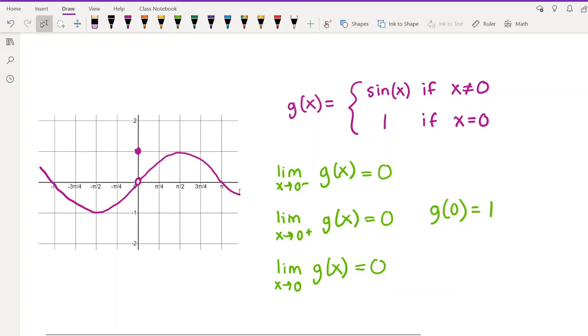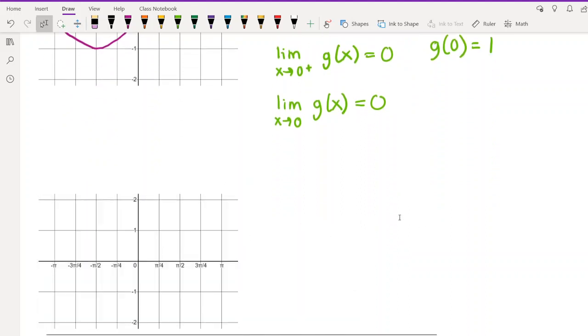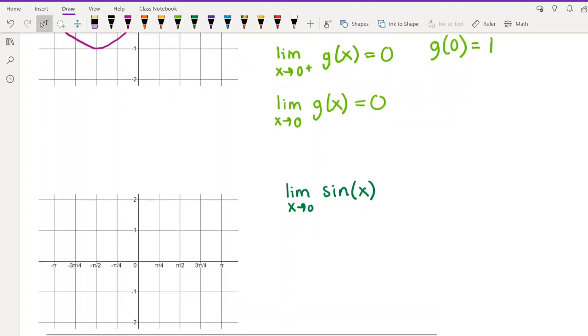So I want to look at one more graph to kind of contrast with that one. And this one's not actually going to be a piecewise function, but I'm choosing it to kind of demonstrate a point about limits. So let's say instead that we're just trying to find the limit as x approaches 0 of just sine of x. So not a piecewise function, just the regular graph of sine of x. So what would this look like? Well, it would look just like the one above, except that it would not have a hole at x equal to 0, right? It would just be like the normal graph of sine of x.